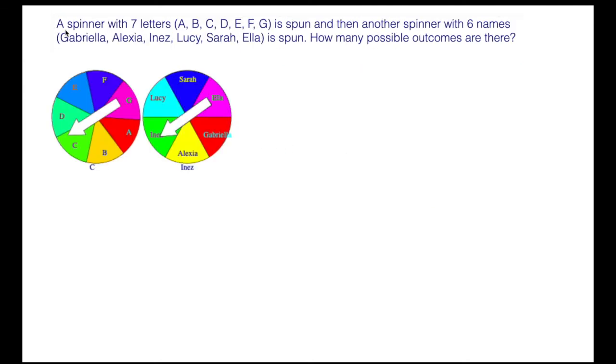Here's another example. A spinner with 7 letters is spun, and then another spinner with 6 names is spun. How many possible outcomes are there? 7 times 6, 42. Multiply the number of ways that each step can be done. Well, 7 for the first spinner, 6 for the second spinner, that's 42 different ways.